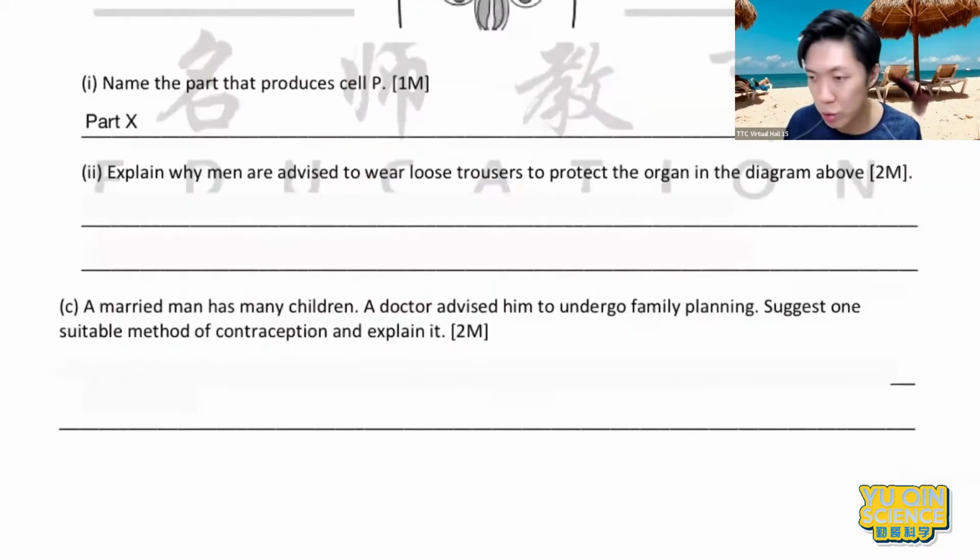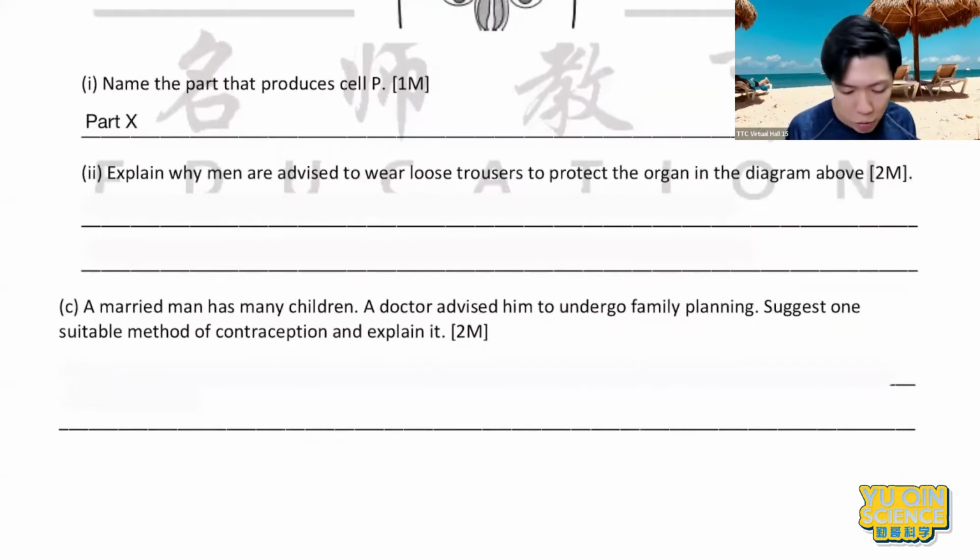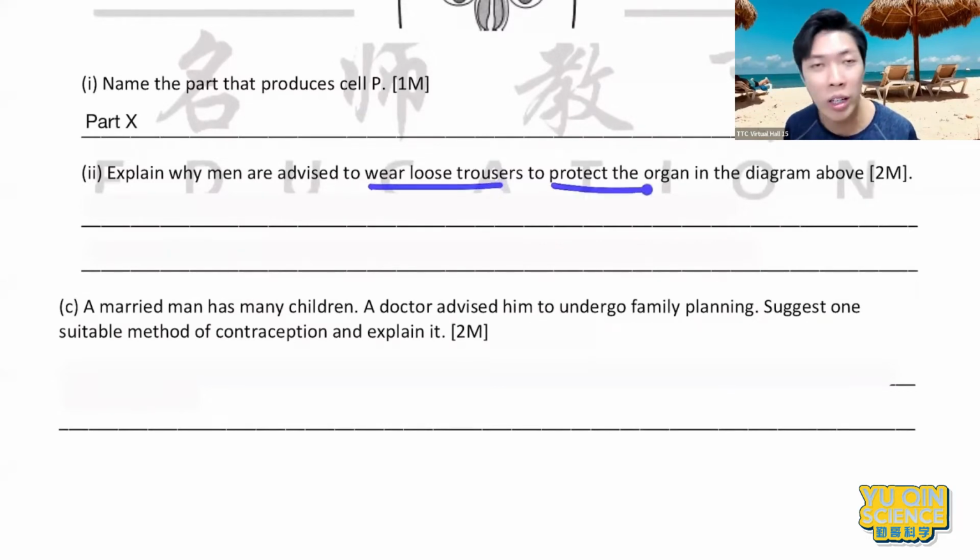Okay, let's go to number 2. Explain why men are advised to wear loose trousers to protect the organ. Oh la la.